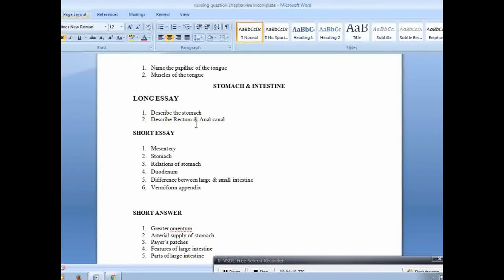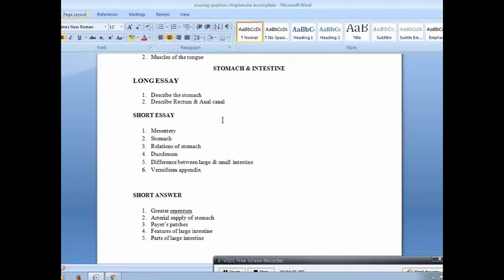Rectum, here you can mention about the rectum extension, from where to where the rectum is extended, and the relations of the rectum, the nerve supply, blood supply of the rectum, the curvature of the rectum, the supports of the rectum. Similarly, anal canal, the extent of the anal canal, the nerve supply, blood supply, lymphatic drainage of the anal canal, the interior of the anal canal, the sphincters, internal anal sphincter, external anal sphincter, and so on.